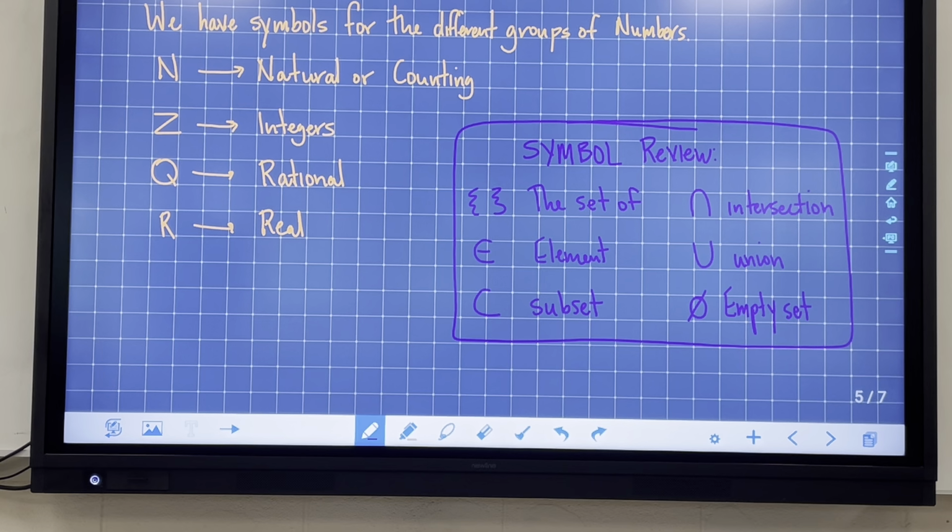Okay, so outside of those, we just review the other symbols that we've covered so far. We have the braces that indicate we're talking about sets. We have the curvy E that tells us that this is an element. We have the sideways U or the C that is the subset, the N for intersection, the U for union, and one that we haven't covered yet, but we're going to, is the 0 with the line through it, which stands for an empty set.